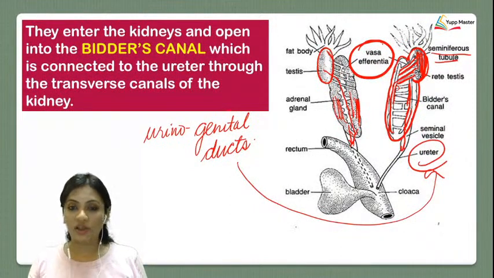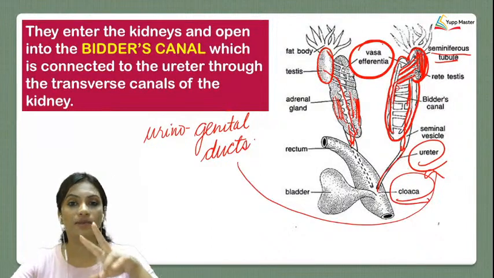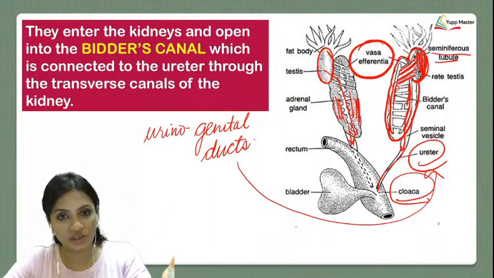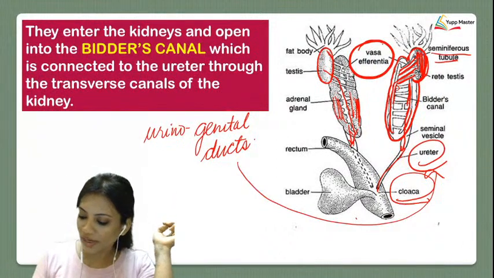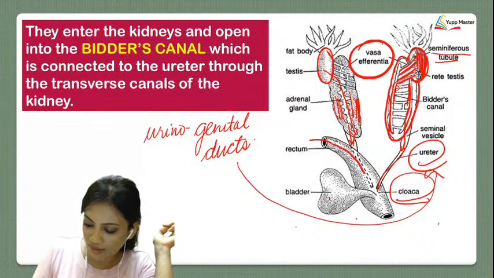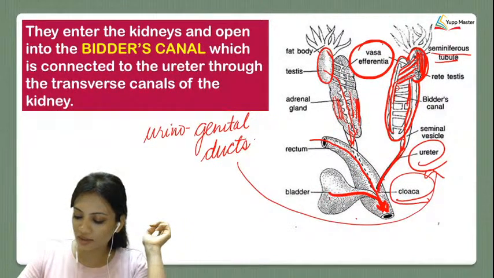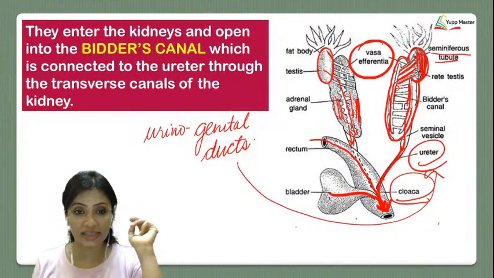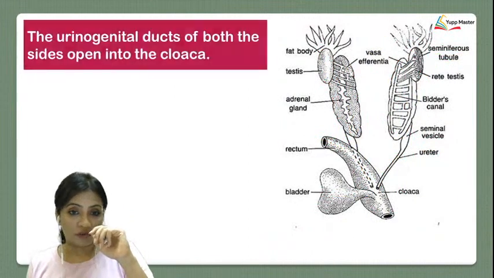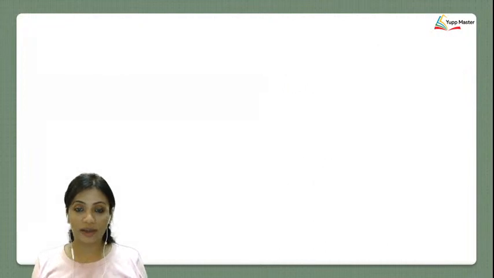And then the ureter is finally going to open into the cloaca. Remember the cloaca? It was a common opening for three systems: the excretory, the digestive, and now you can see the reproductive system too. So can you see how this here is the rectum opening into cloaca? This here is the bladder opening into cloaca, and this here is the reproductive system opening into cloaca. So that's why I'm saying it is an opening for three systems. Now, just what I told you, the urinogenital ducts of both sides are going to be opening into cloaca.